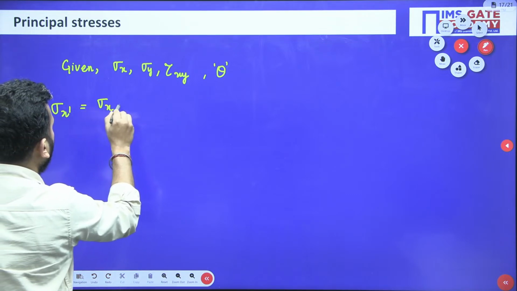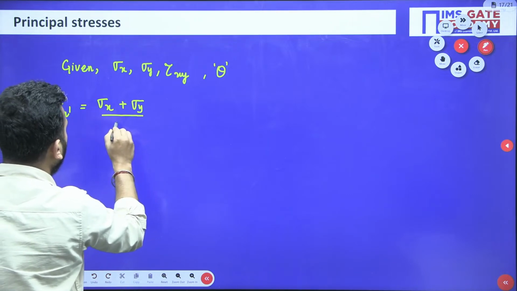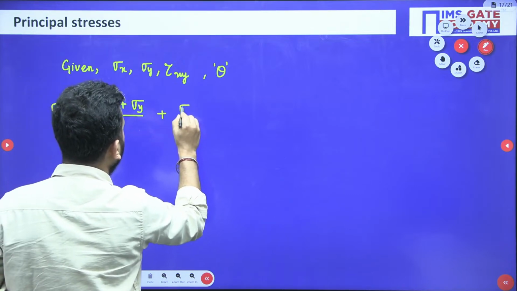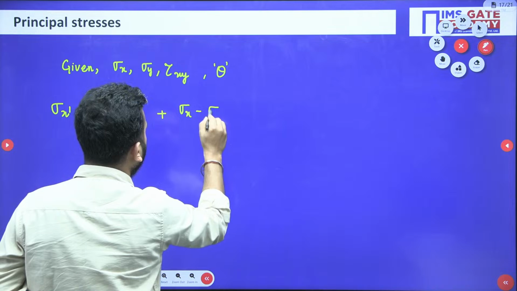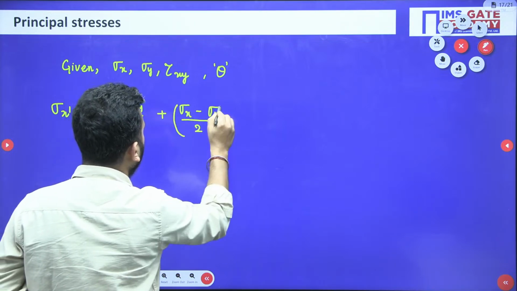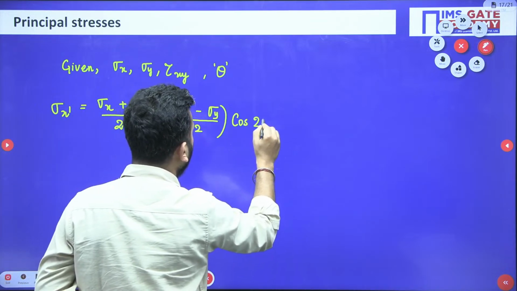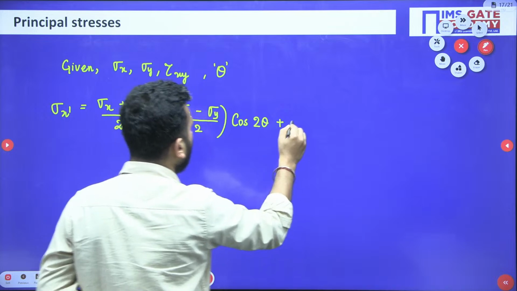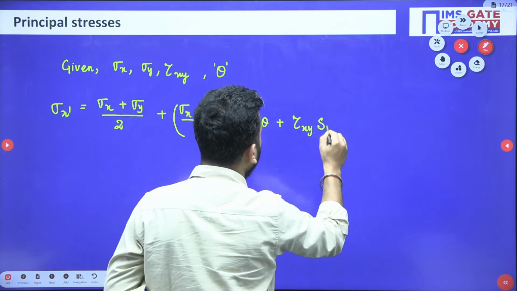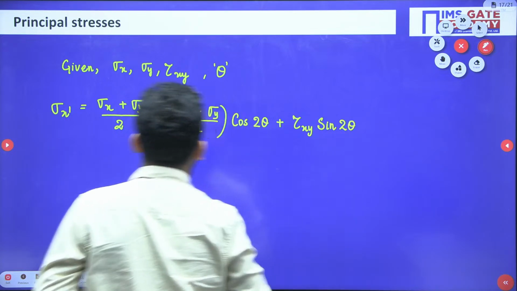It will be sigma x plus sigma y by 2, plus sigma x minus sigma y by 2 cos 2 theta, plus tau xy sin 2 theta.